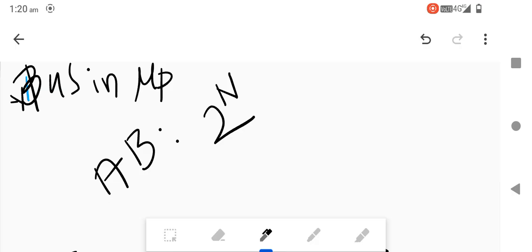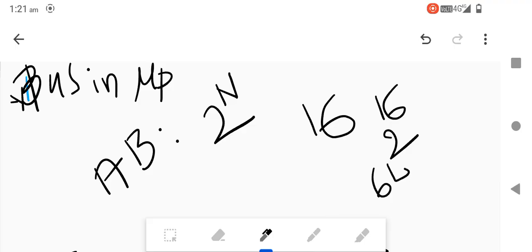Next, when the CPU reads data from or sends data to a port, it sends the port address on the address bus. For example, a CPU with 16 address lines can address up to 2 power 16 memory locations, which is nearly equal to 64 KB. Got it?